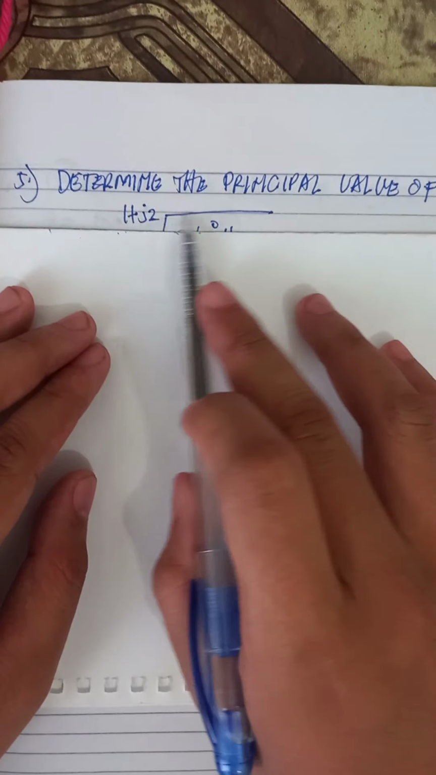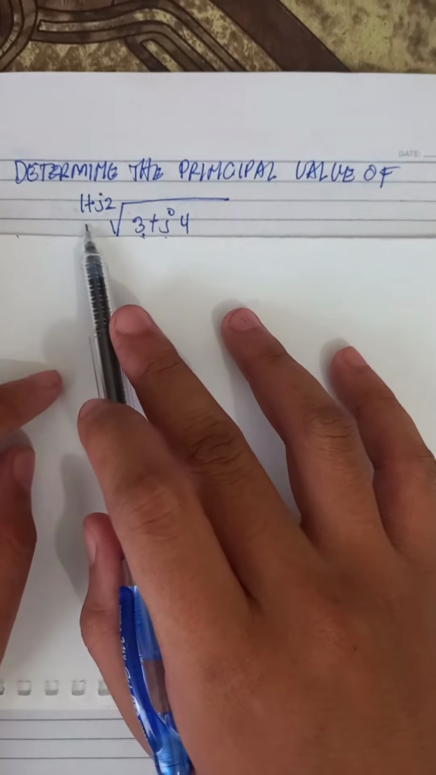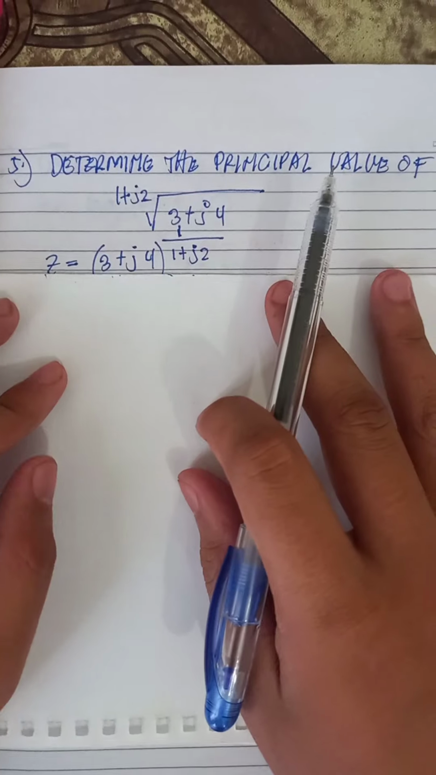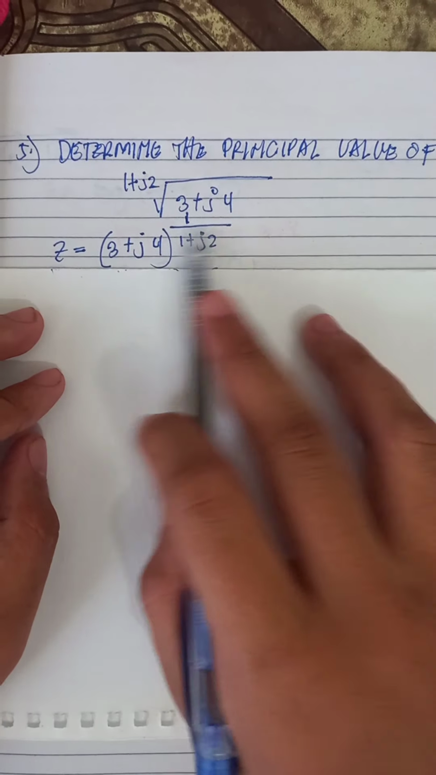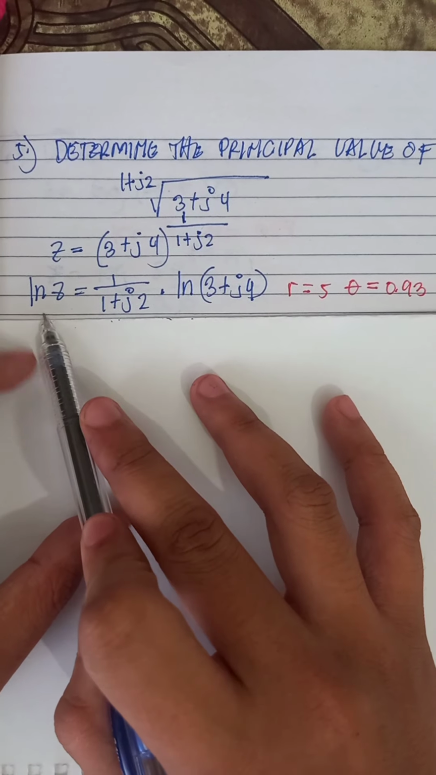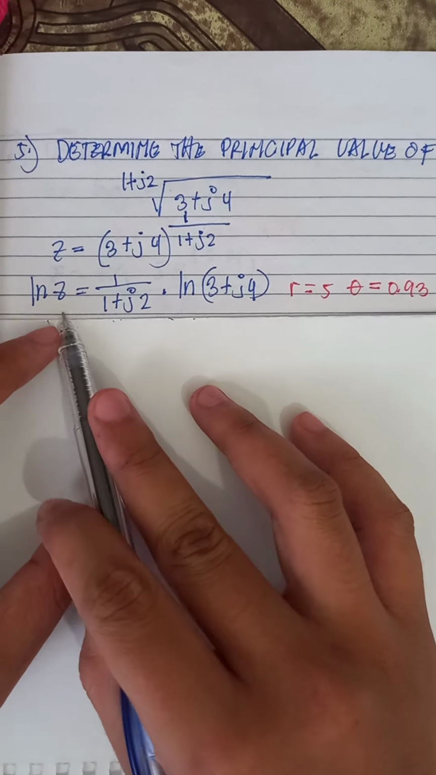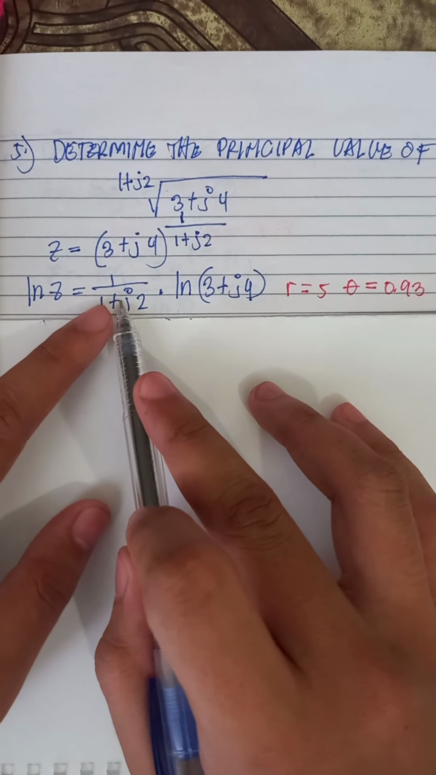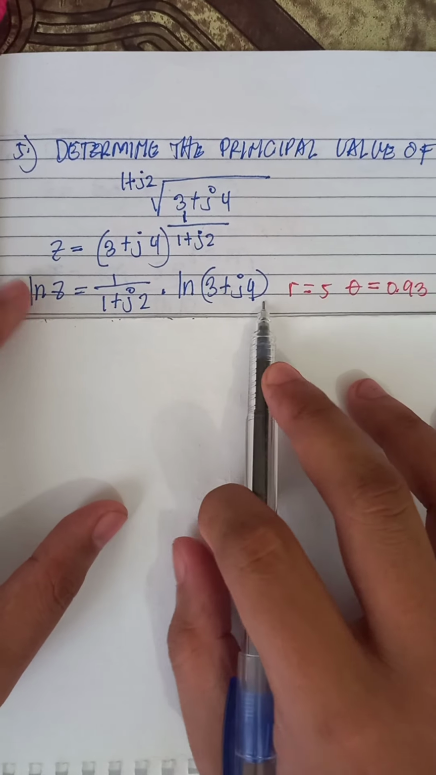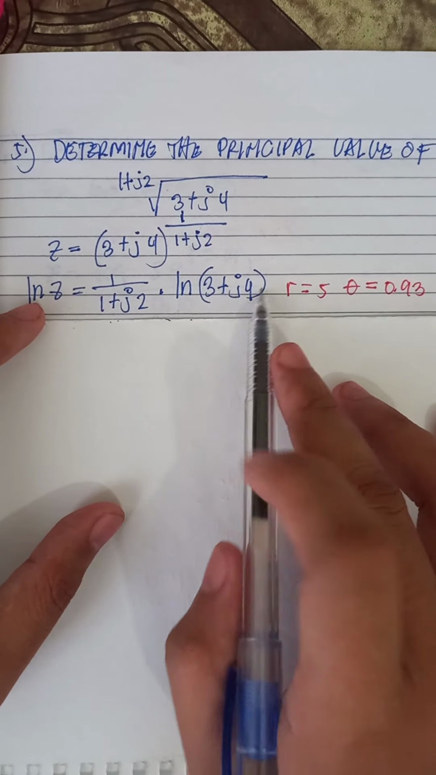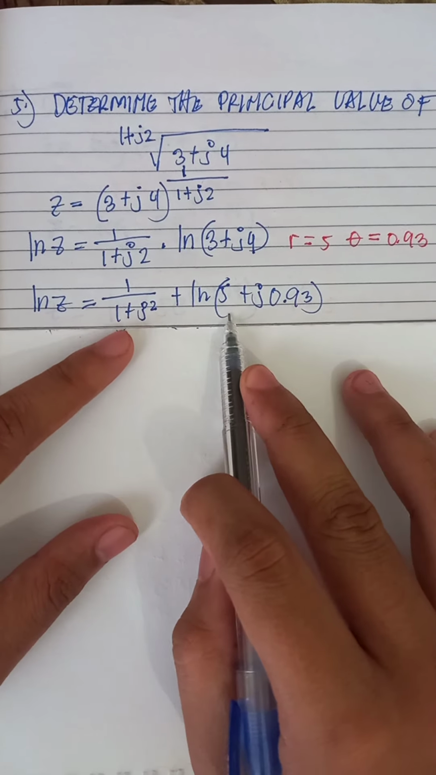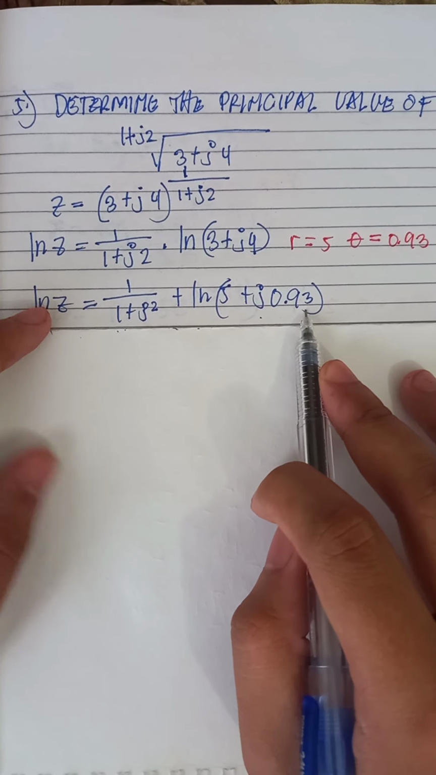So number 5 is determine the principal value of the (1 + j2) root of (3 + j4). So we have to equate it to z, and then we have to transform it into exponential, and then we have to perform the logarithm rule, which is we have to put ln so that we can transfer the exponent into here. So we have to get the value of the r and the theta using the polar form. In making that polar form, the value of that is ln 5 + j0.93.